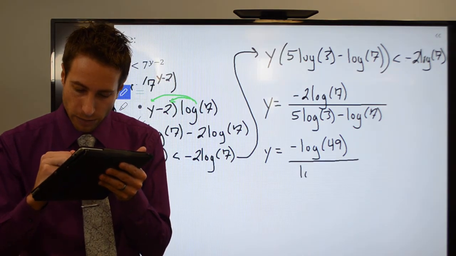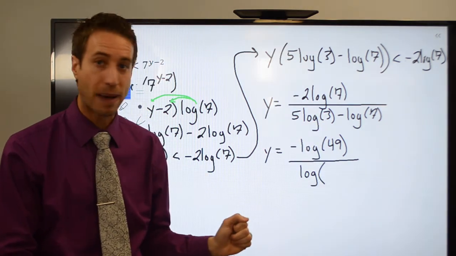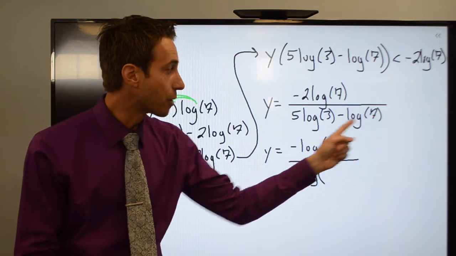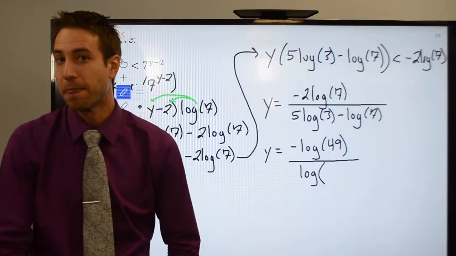the log of, now the 5 becomes the power on the 3, and then I'm going to use the minus sign to give me the quotient property, so 3 to the 5th power divided by 7.